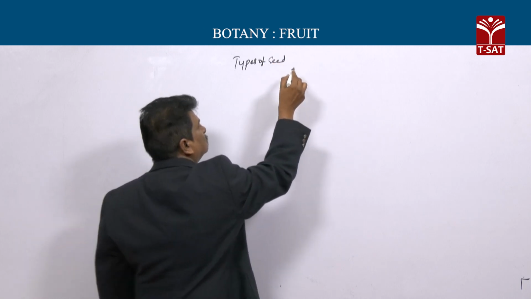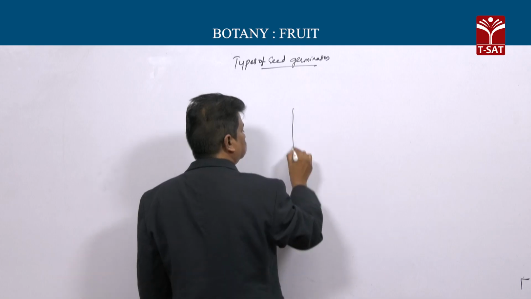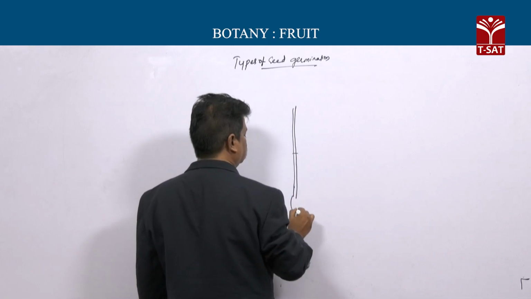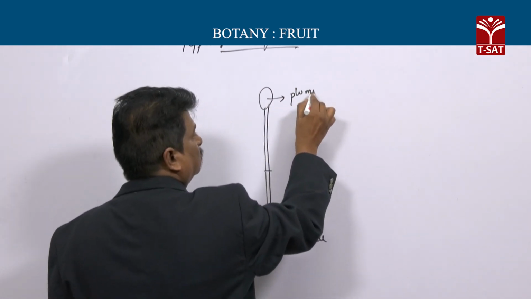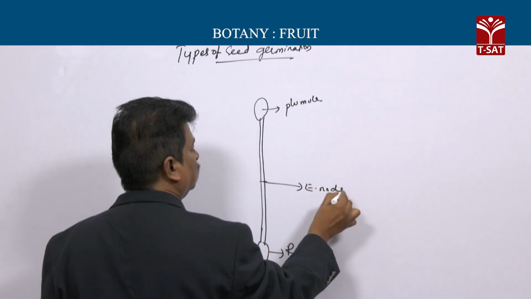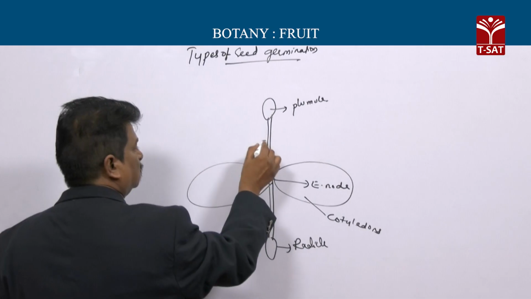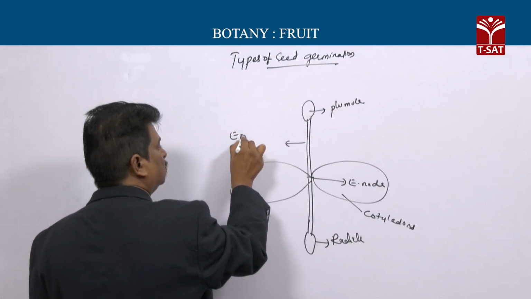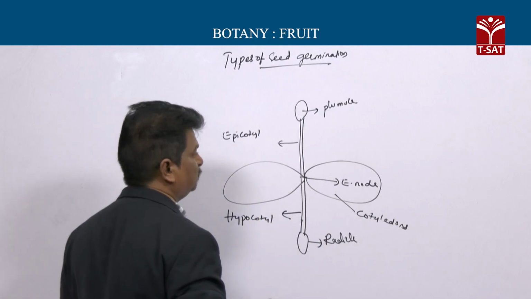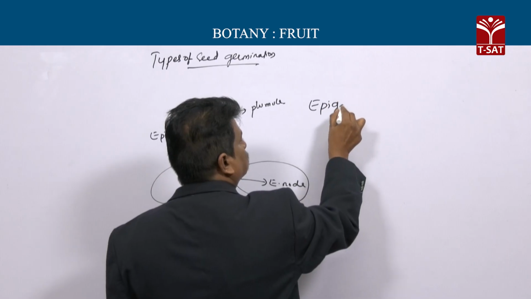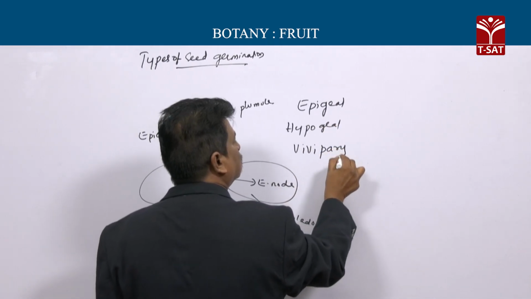So next one, types of seed germination. Radicle, plumule, embryonic node, cotyledons, embryonic axis between node and plumule is epicotyl, and the other is hypocotyl. So there are 3 types of seed germination: epigeal, hypogeal and vivipary.